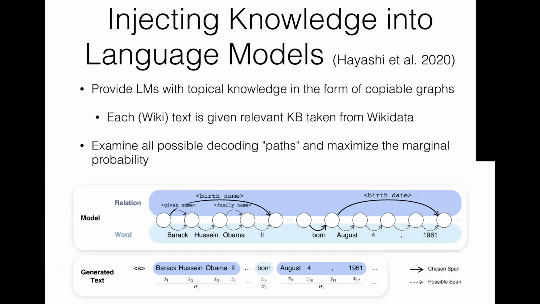In this case, if you look at the figure here, suppose this is the whole sentence until 1961. There's a way to generate this sentence. One way is to just keep generating word by word: Barack Hussein Obama II, born August 4, 1961. That would be taking the edges on the bottom side.